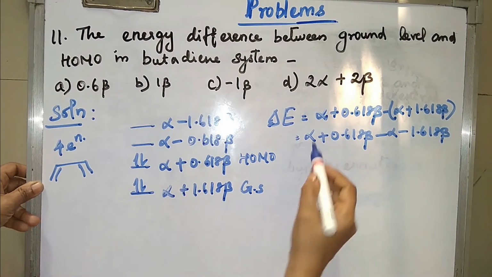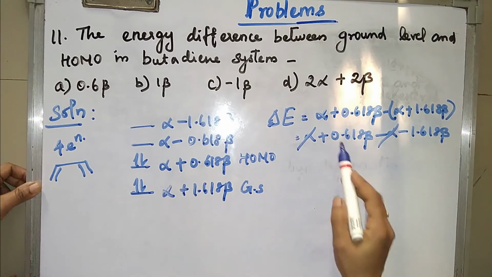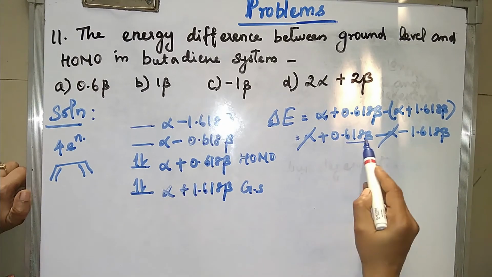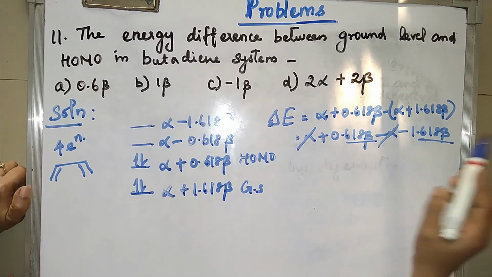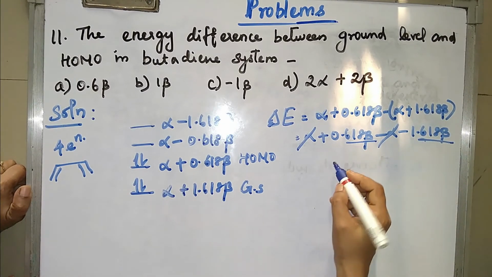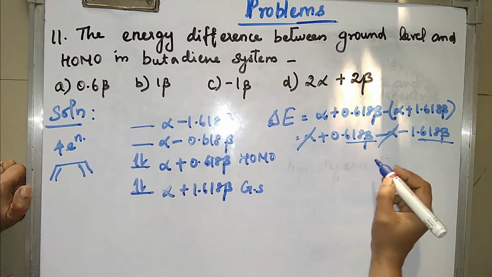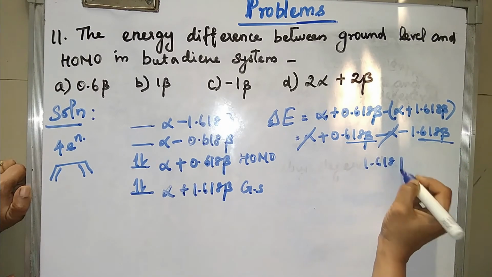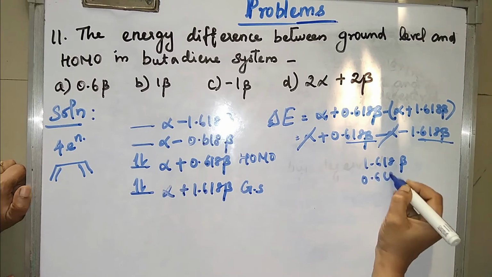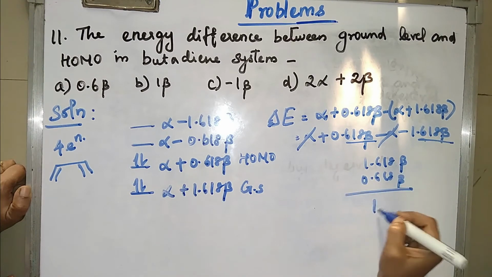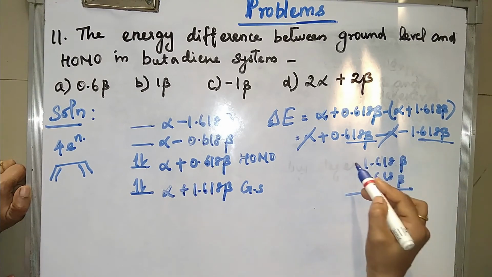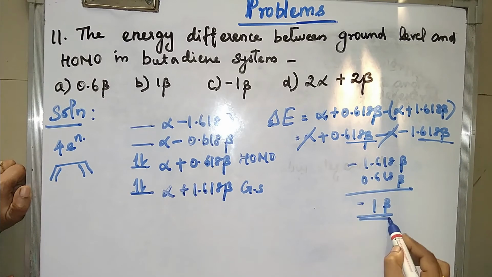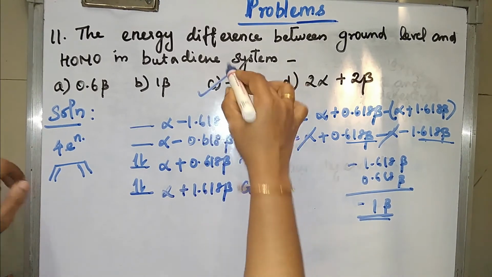If you see in this case, the alpha will get cancelled. In these two, what is the difference? 0.618 beta and 0.618 beta will also get cancelled. Only 1 beta is there. If you do it like this, 1.618 beta minus 0.618 beta, what will be the answer? 1 beta. And you see minus here. So what is the answer? Minus 1 is the answer.